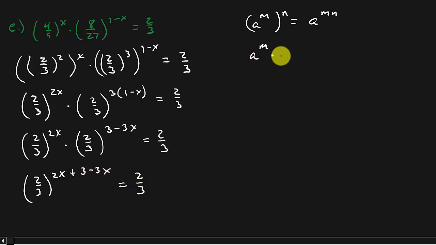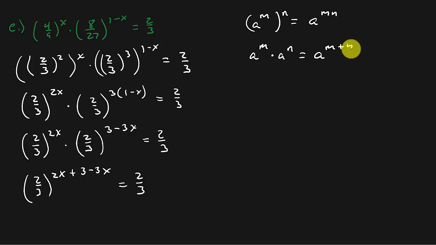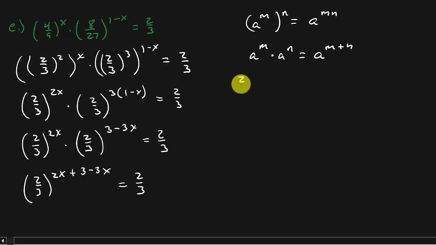Remember your property, a to the m times a to the n is a to the m plus n. If you're multiplying, you have like bases, you add the exponents. So now I've got what? 2/3 to the 3 minus x equals 2/3. Now I just combine like terms. Now just set the exponents equal.